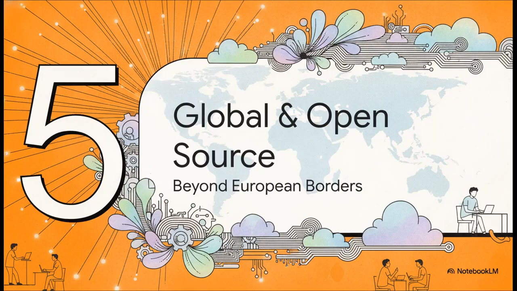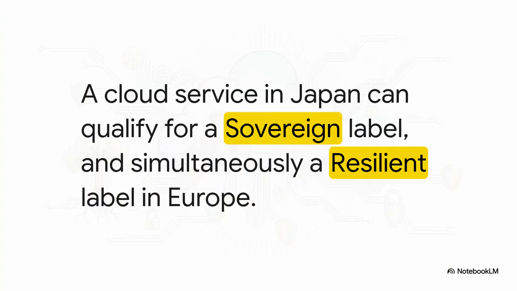For our fifth and final section, let's explore global reach, open source, and how this all goes way beyond European borders. Now, while CISPE is a European organization, this framework truly has a global reach because sovereignty is inherently linked to geography. Take this brilliant example. A cloud service hosted in Japan by a Japanese vendor can absolutely qualify for a sovereign label in Japan. But if a European company uses that service and the right technical safeguards are in place, that exact same service can earn a resilient label in Europe.